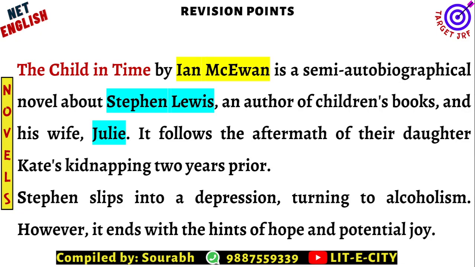The Child in Time by Ian McEwan is a semi-autobiographical novel about Stephen Lewis, who is an author of children's books, and his wife Julie. Actually, the novel opens after the abduction, the kidnapping, of their daughter Kate. She has been kidnapped now for 2 years.